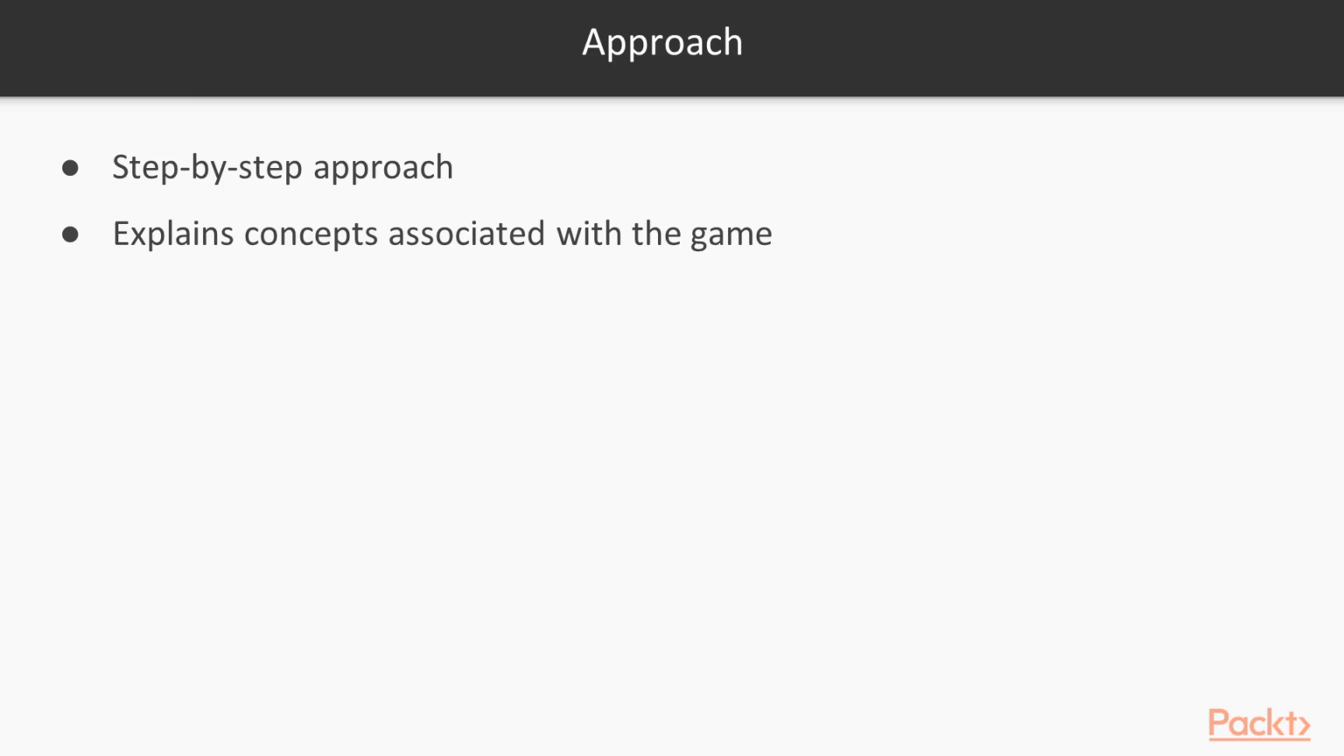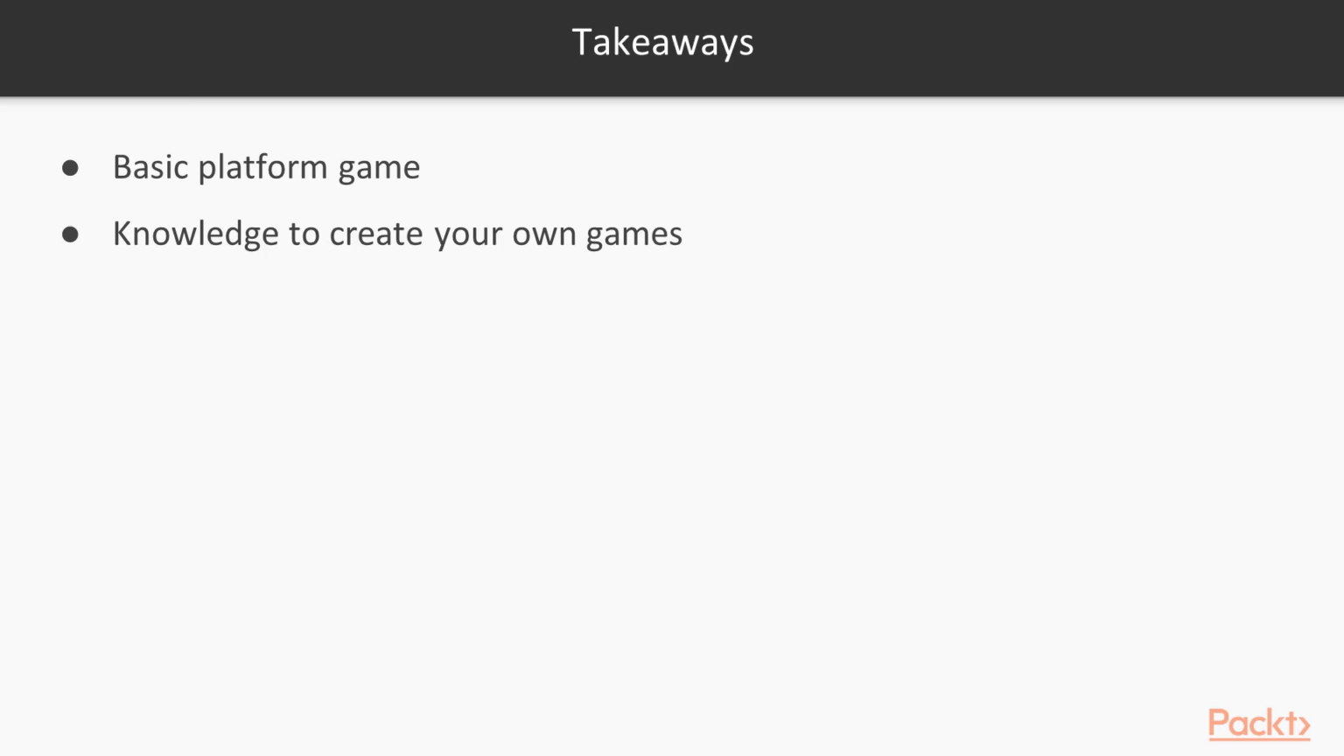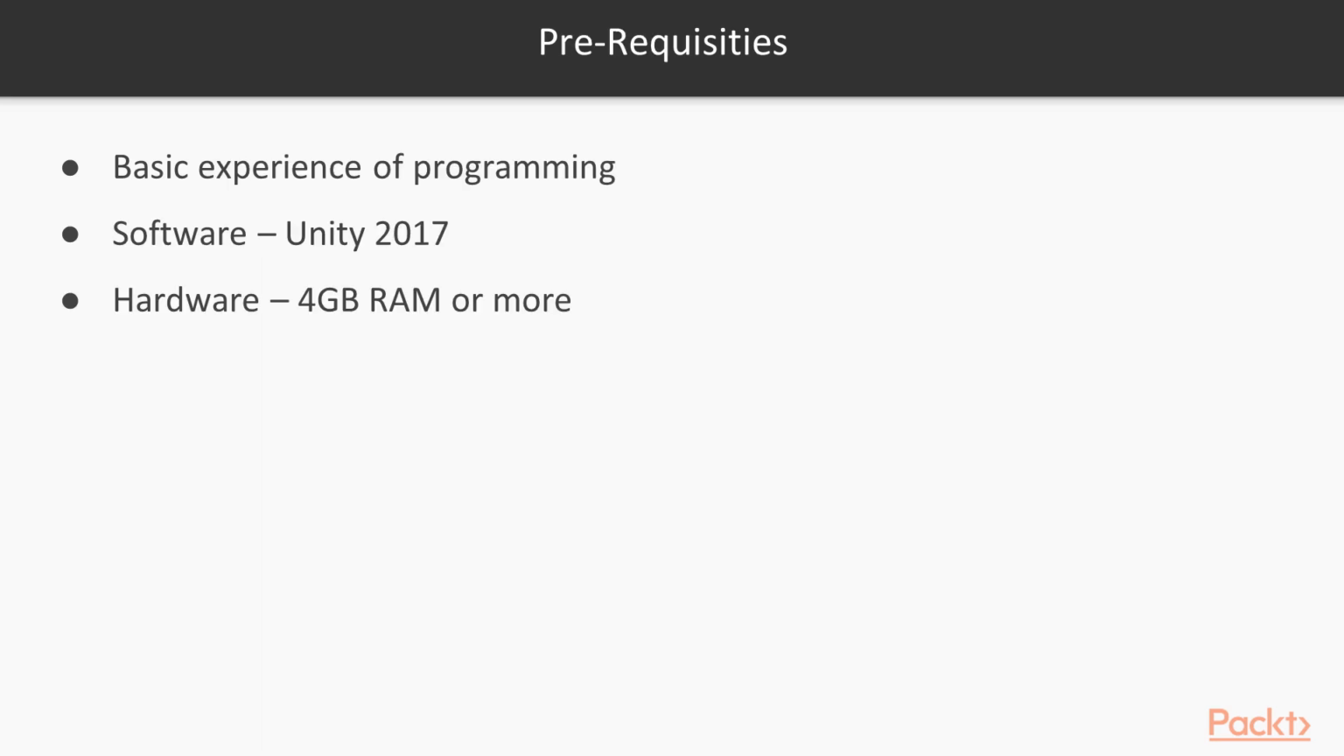The course follows a step-by-step approach and explains every concept associated with the development of the game. By the end of this course, you'll have a basic platform game with you and the knowledge to create your own games. For this course, a basic experience of programming is expected. You'll only need Unity 2017. There are no specific hardware requirements, but it's preferable to have RAM of 4 GB or more.